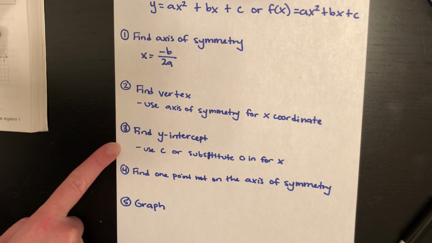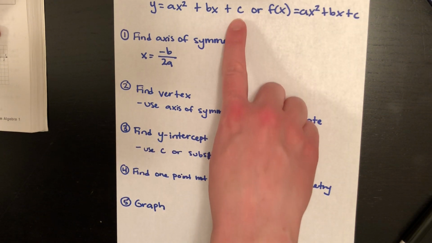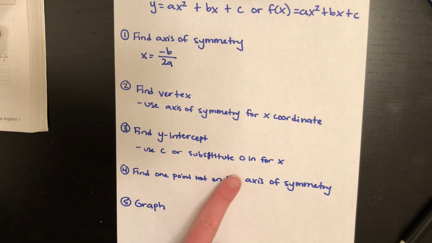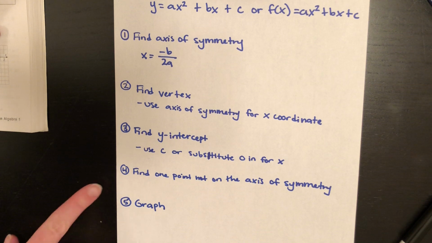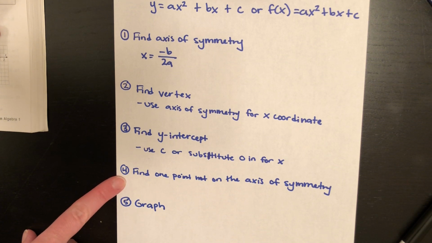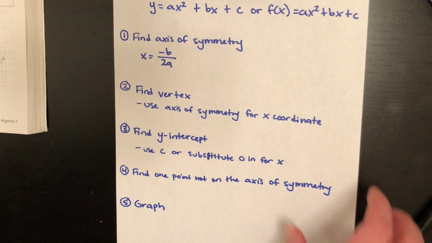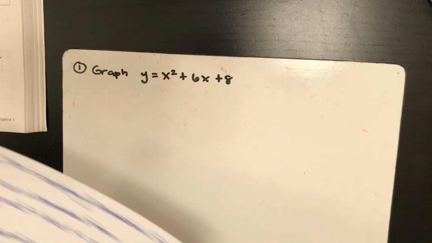Step 3 is to find the y-intercept. You can use the c value, which is your last term here, or you could substitute 0 in for x and then solve for y. Step 4 is going to be to find one point not on the axis of symmetry, and then we're going to graph everything. So it's a long list of steps. Let's do an example and see where it gets us.